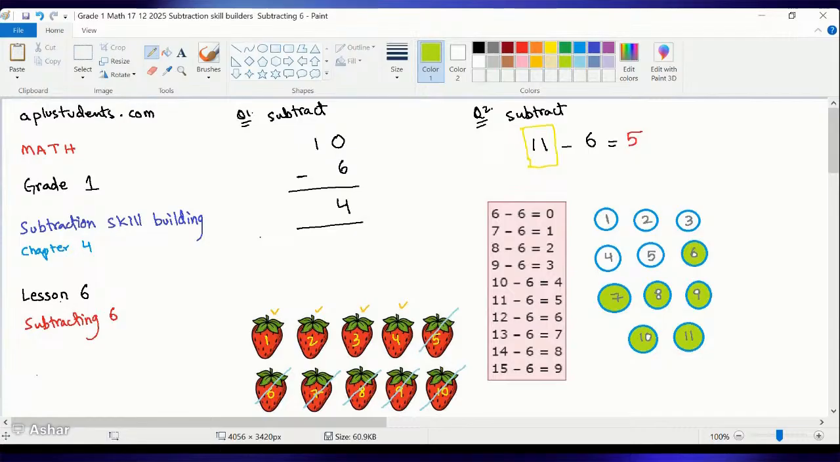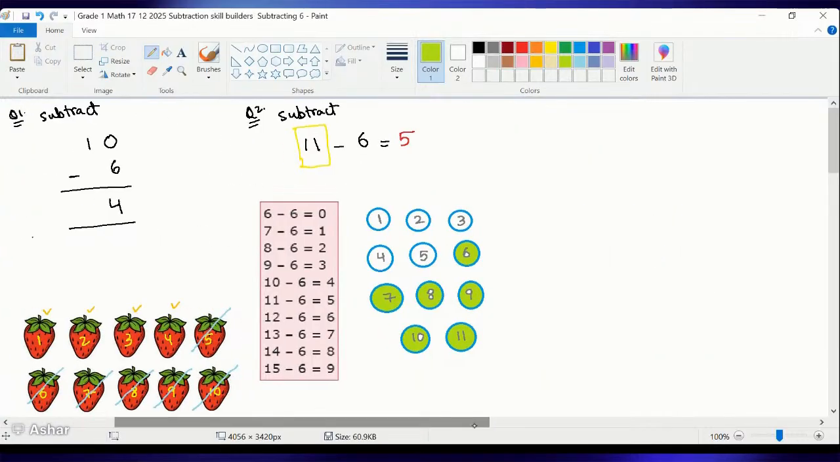So we can write the numbers or we can remember the grid. We can remember the table to find the values. Let's move on to the next question. Okay, the next question says, subtract. Okay, question number 3 says, subtract 13 minus 6.